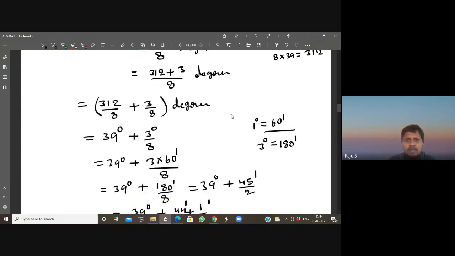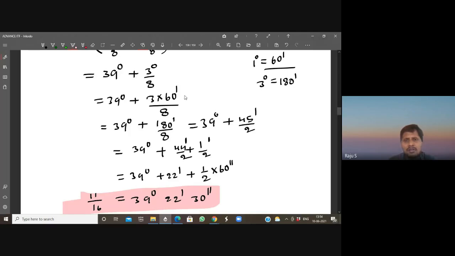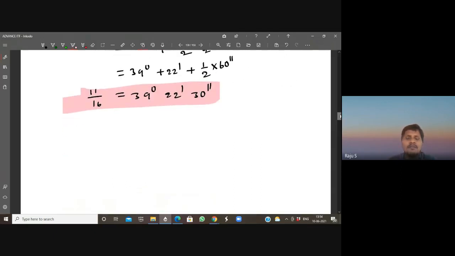So it will be degrees: 39 degrees. This is 3 by 8 degrees. I converted it into minutes. When you remove this degree symbol, then we can multiply with minutes. Again, you can cancel. At last, we got 1 by 2 minutes. 1 by 2 minutes means multiply with 60 seconds, converted into seconds.